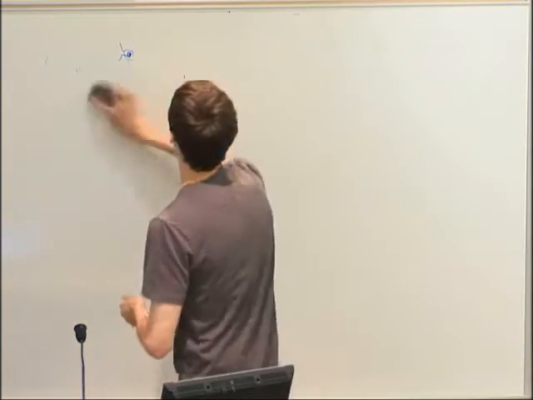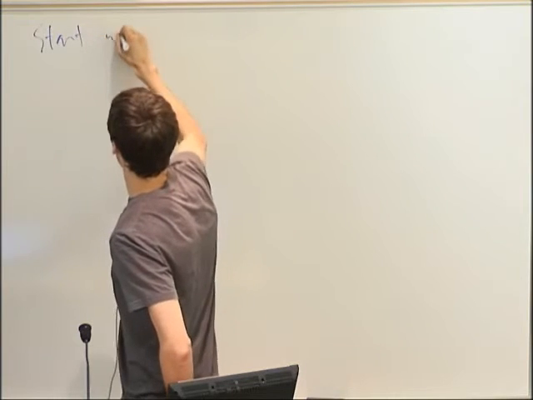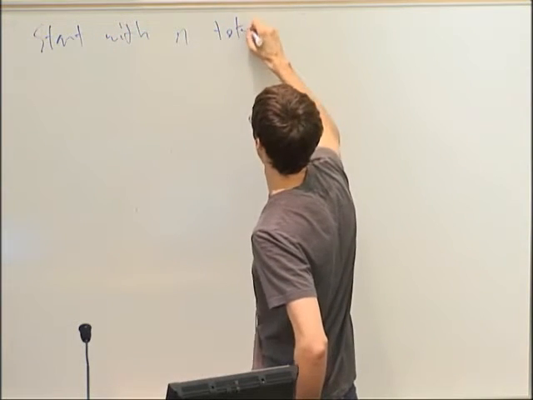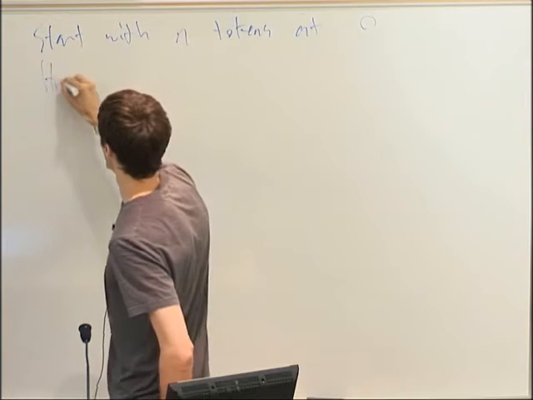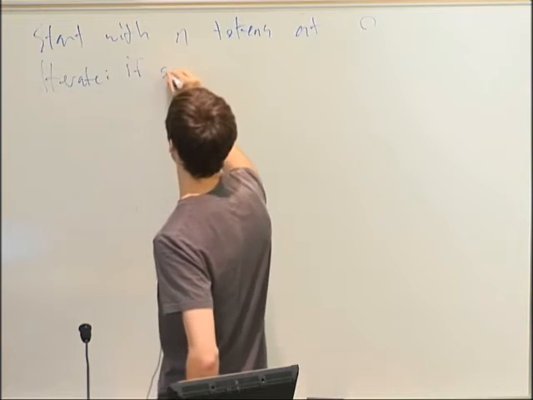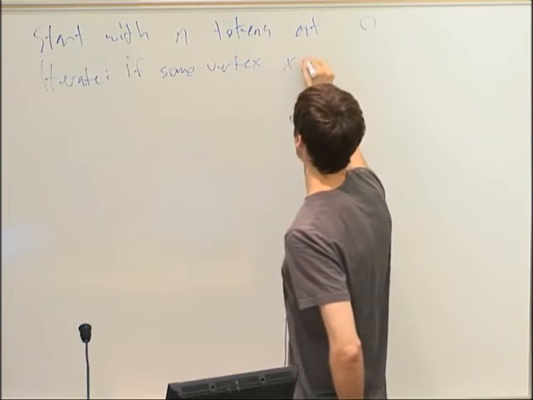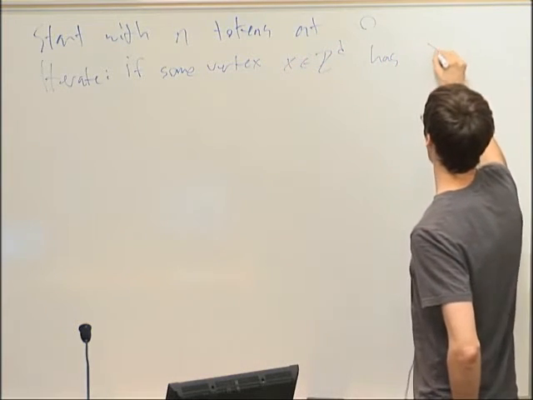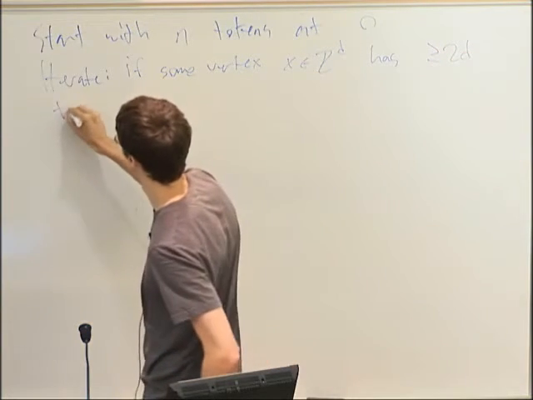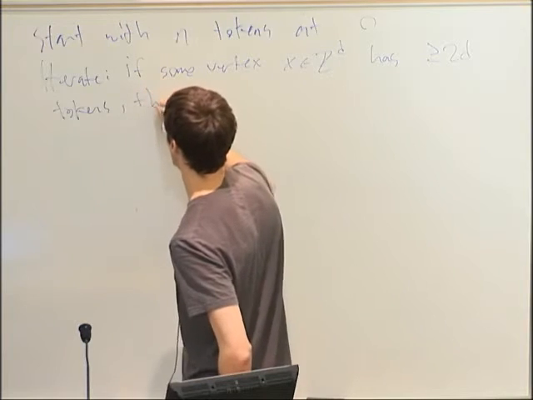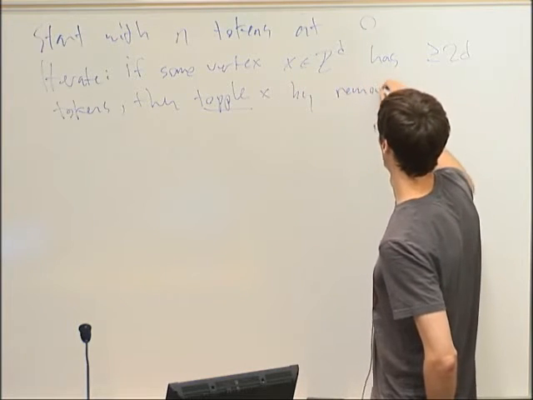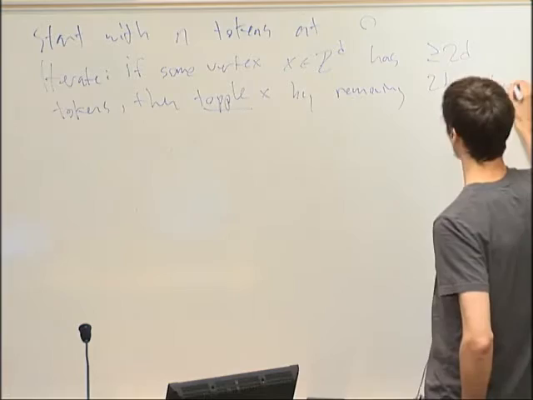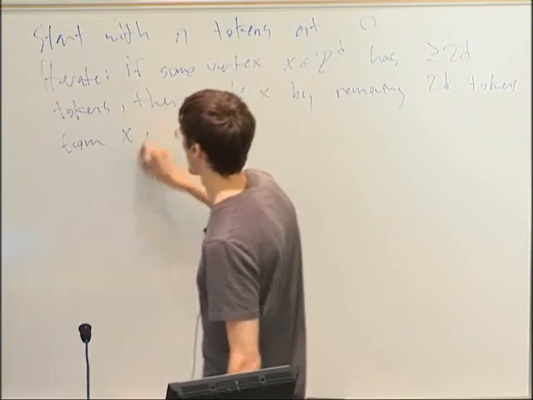So the way you build the sandpile is you start with n tokens, or chips, at the origin, and then you iterate this process: if some vertex x in Z^d has at least 2d tokens, then we topple x by removing 2d tokens from x and adding one to each of its neighbors.